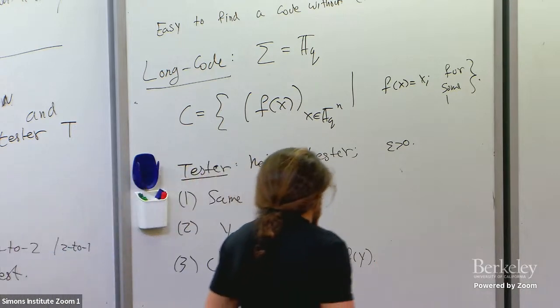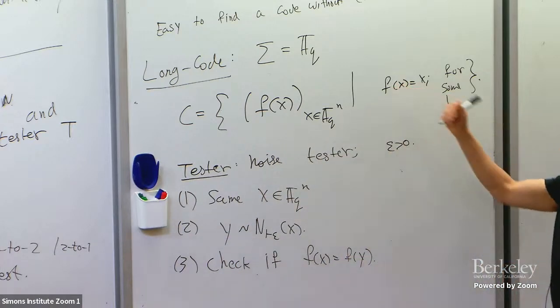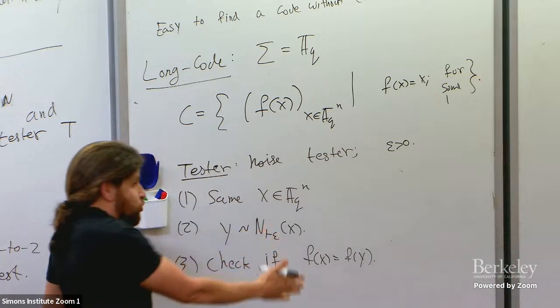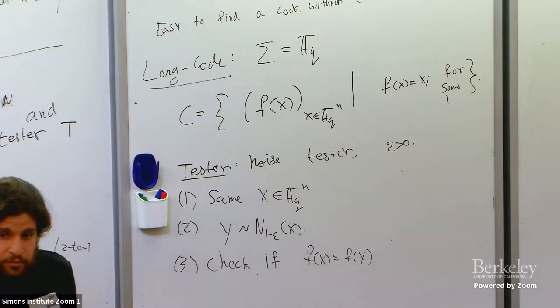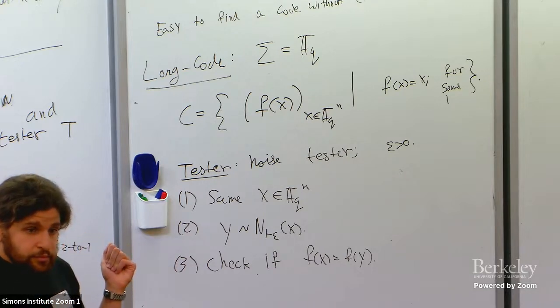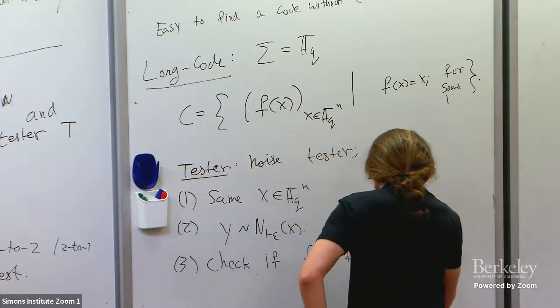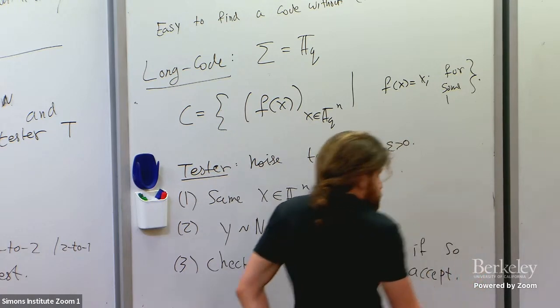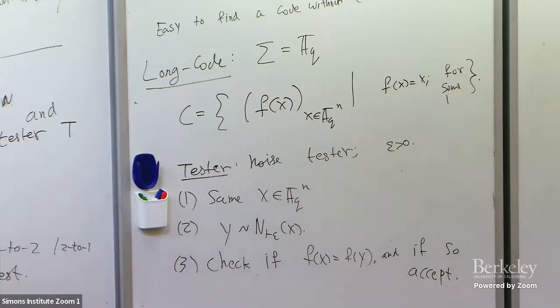Now let's think about it. If my function f is indeed from the long code, if f(x) is this x_i, then I claim that the tester passes with probability at least 1 minus epsilon. Right? This is because the probability that I kept coordinate i in place is 1 minus epsilon, in which case the test accepts. So this is simple. The test is complete. Well, it has completeness 1 minus epsilon.